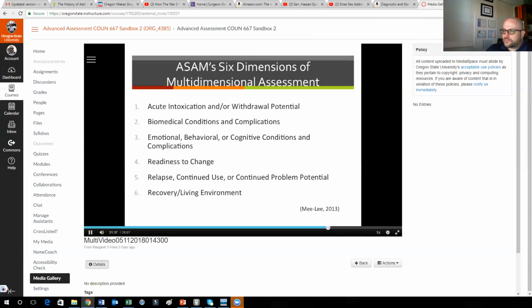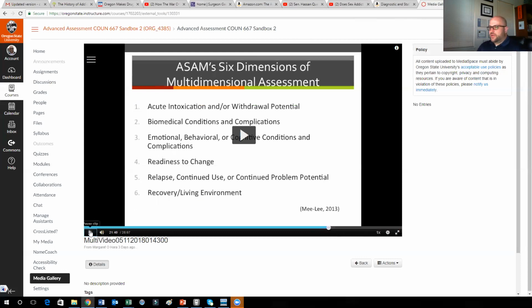ASAM has 6 dimensions of their multidimensional assessment. Here's that slide I was talking about a few minutes ago where Margaret is going to go back over the 6 dimensions of the multidimensional assessment. So feel free to pause this or write it down.